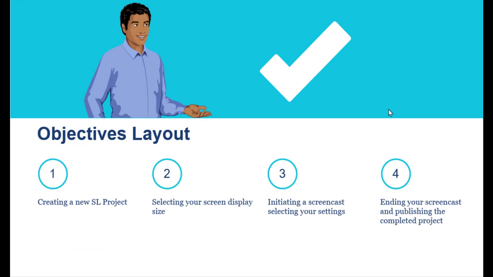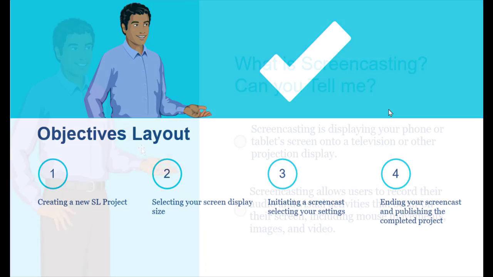In this video, we will show you how to start a new storyline project, select your screen display size, initiate a screencast and select your settings, and finally ending your screencast and publishing the completed project.